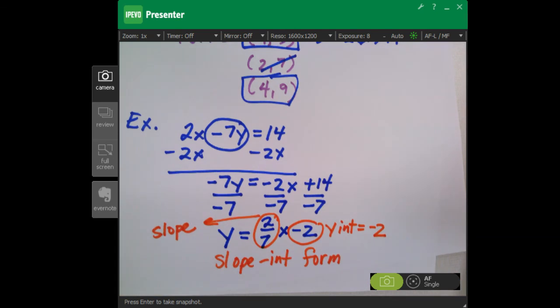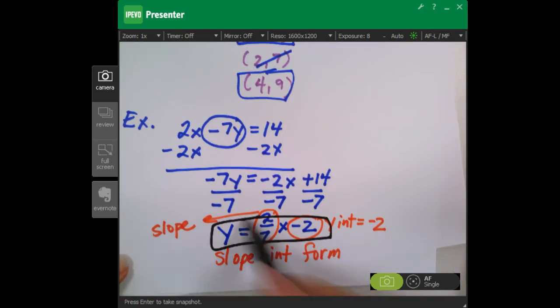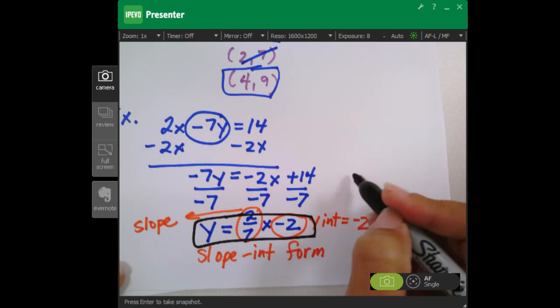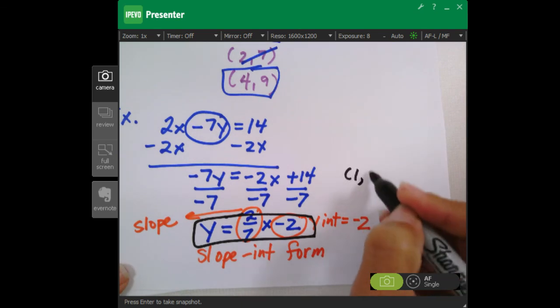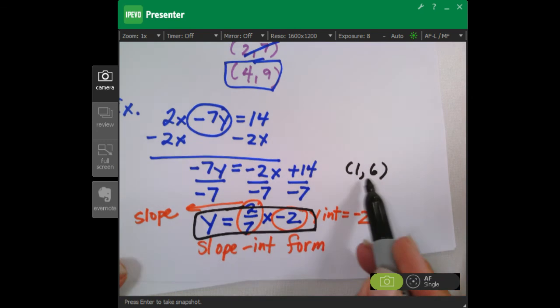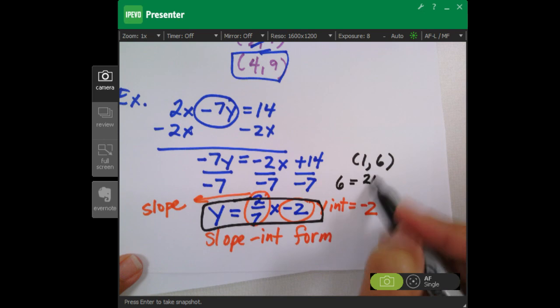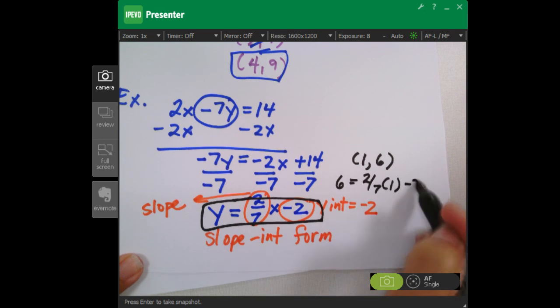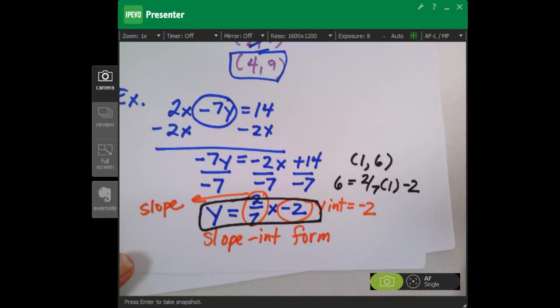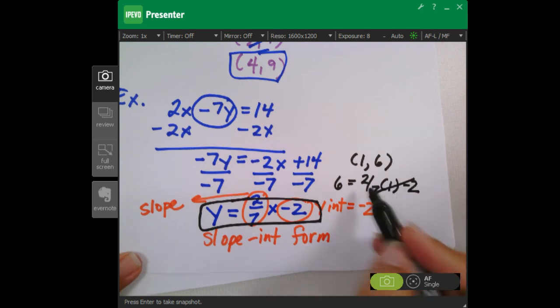Let's test out and see if there's an ordered pair that's on there. Using this equation, go ahead and write down the ordered pair of 1, 6. If we substitute in, y equals 6, so 6 equals 2 sevenths times 1 minus 2. If we do the math there, 2 sevenths minus 2 is going to be a negative, so those are not going to be equal.